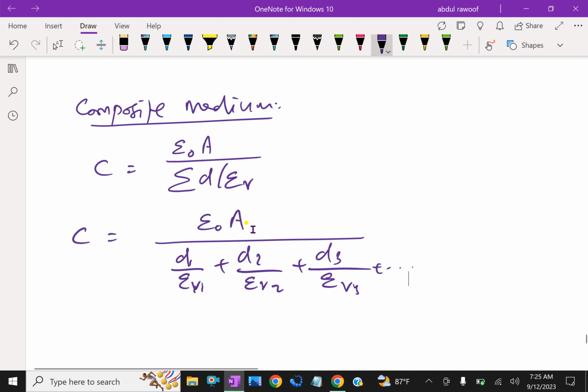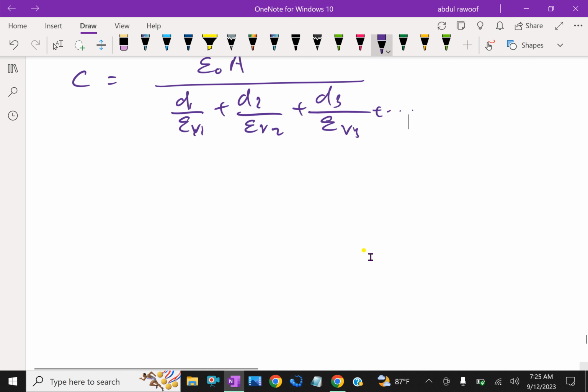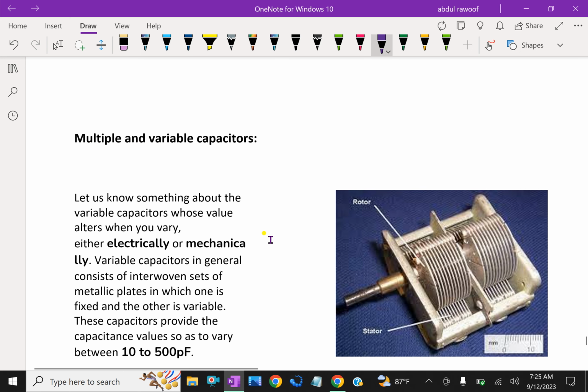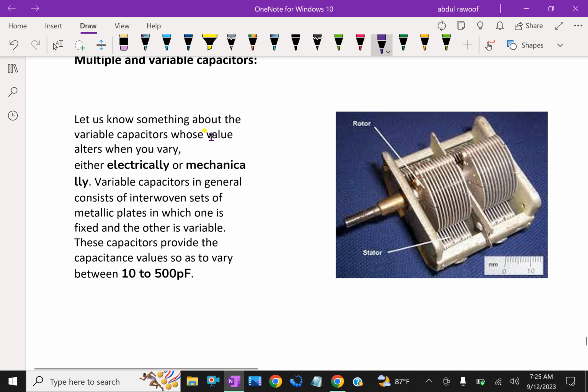Next one, composite medium we have done. Then next we'll discuss about multiple and variable capacitors. Let us know something about variable capacitors. By turning this knob, we'll get a different capacitance of this equipment. It's very useful for electronic circuits.